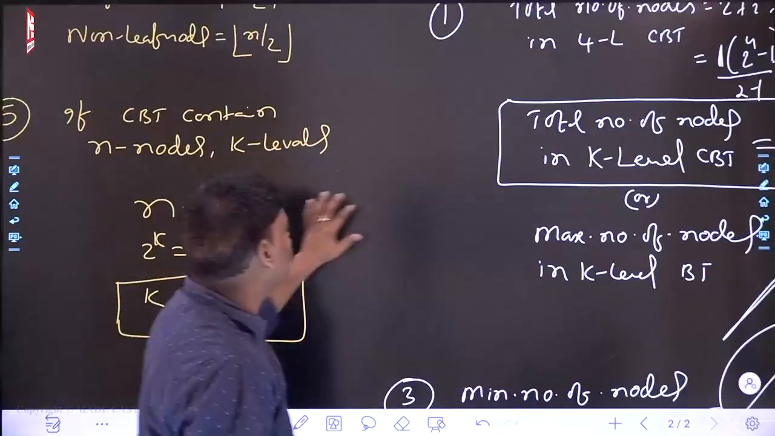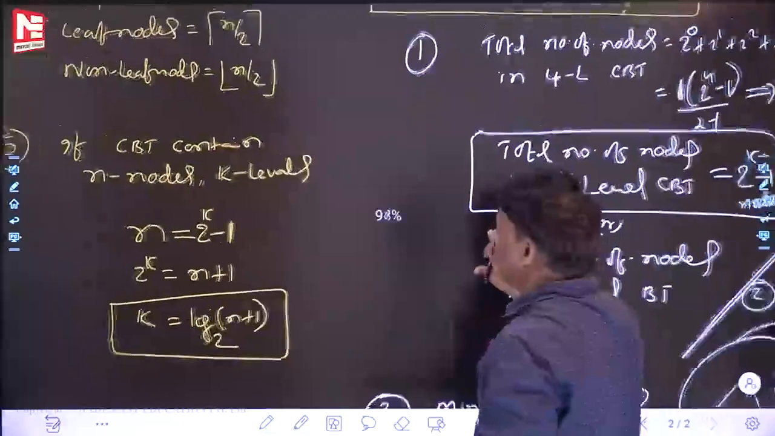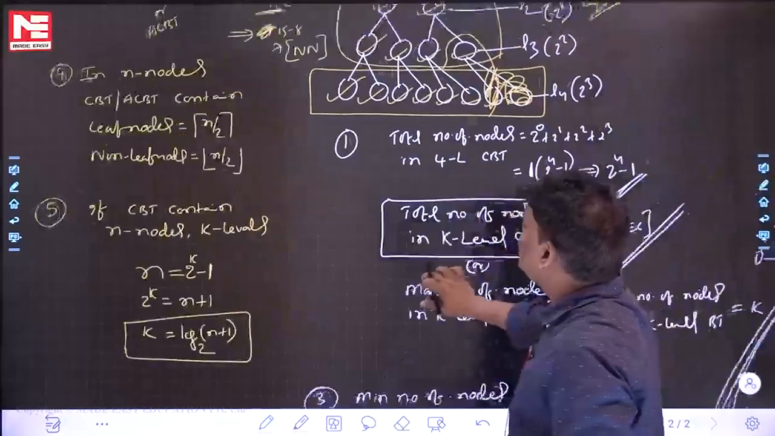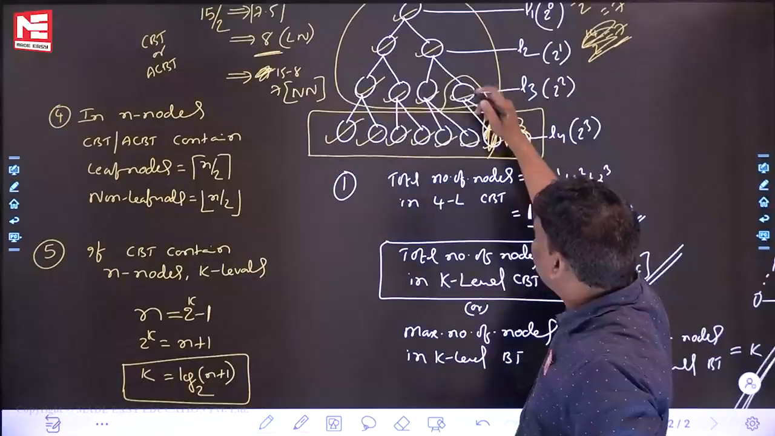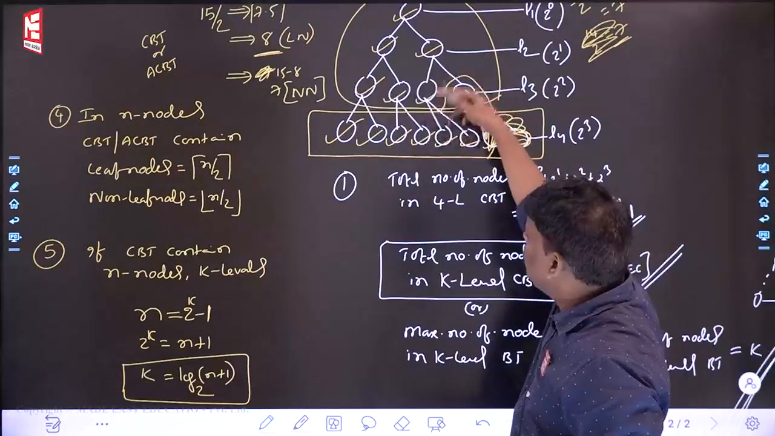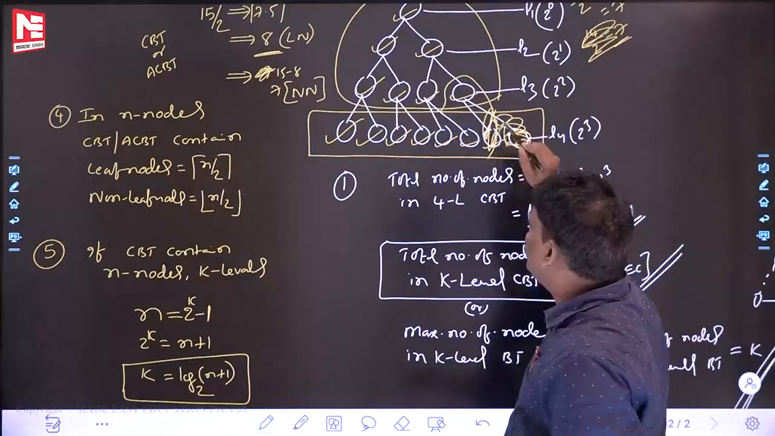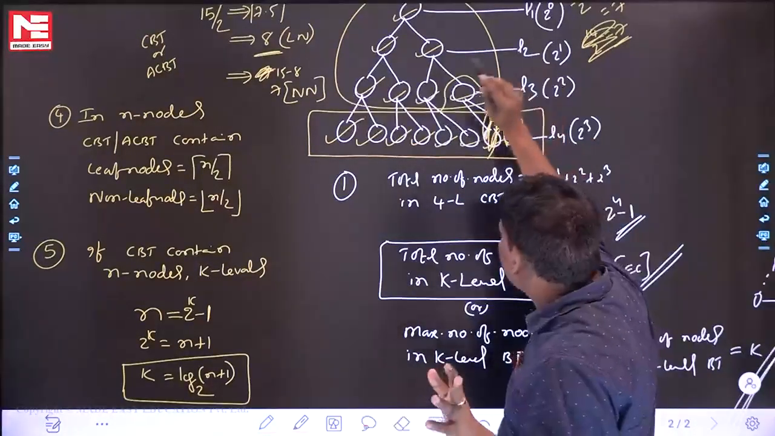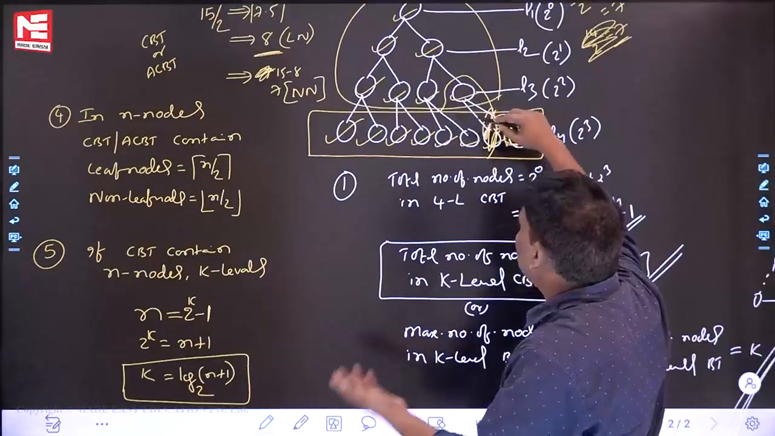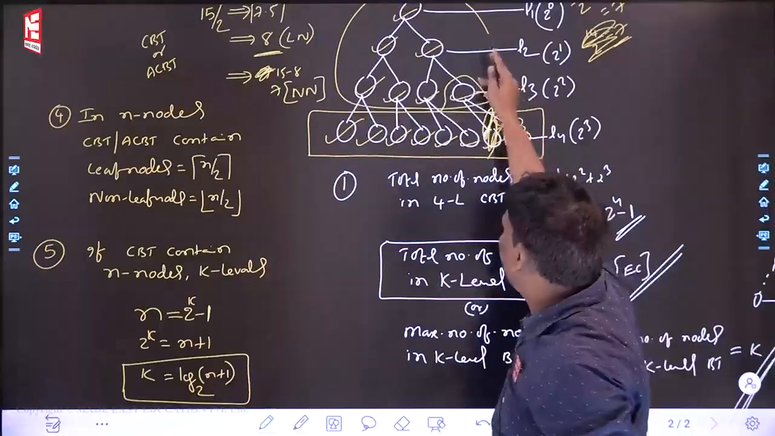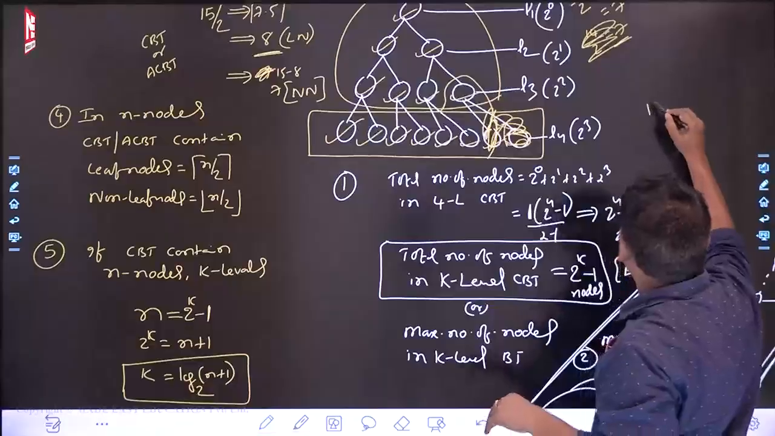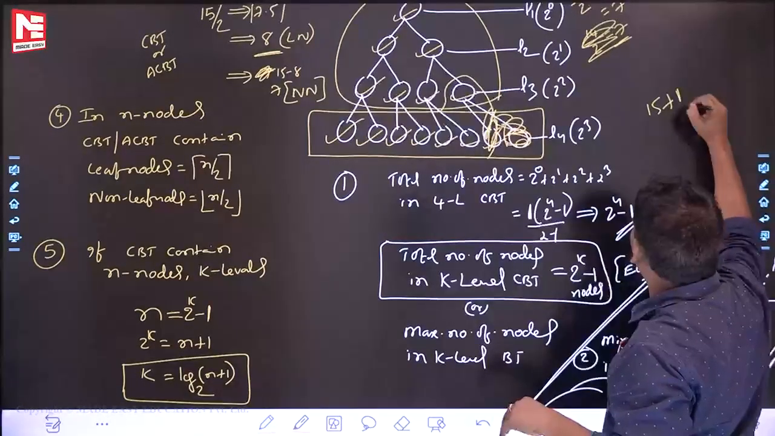Now I think it is the correct time to ask you. Please listen. From today onwards, if anyone asks you, if a complete binary tree contains 4 levels, how many total nodes? You know that formula: 2 power 4 minus 1, how many? 15. If levels are given, you can bring the total nodes. Supposing the total nodes are given, if the complete binary tree contains 15 nodes, how many levels? Just do 15 plus 1, 16, and log base 2 of 16 gives 4.